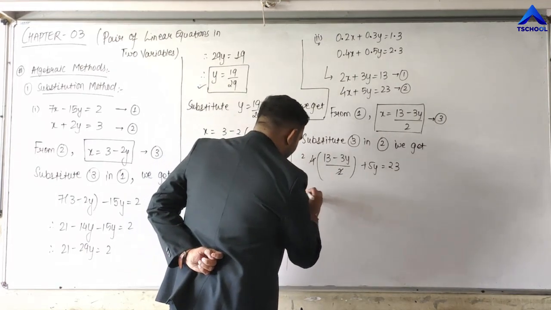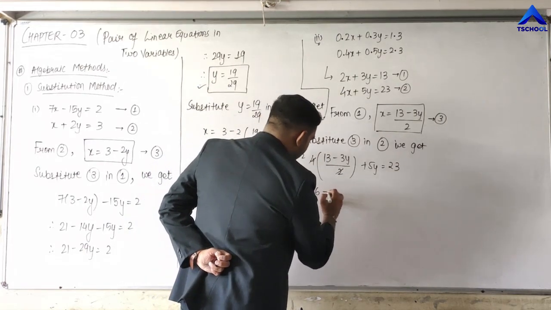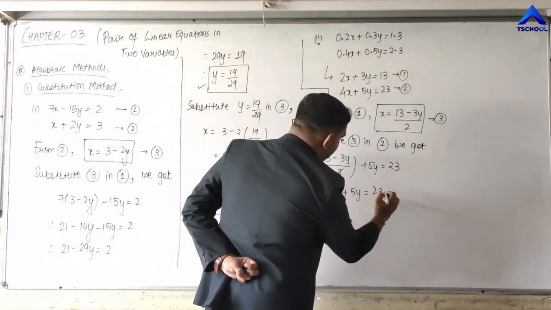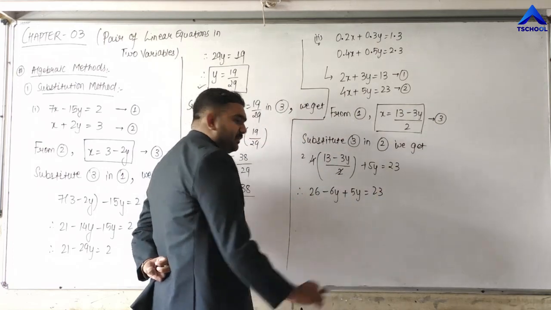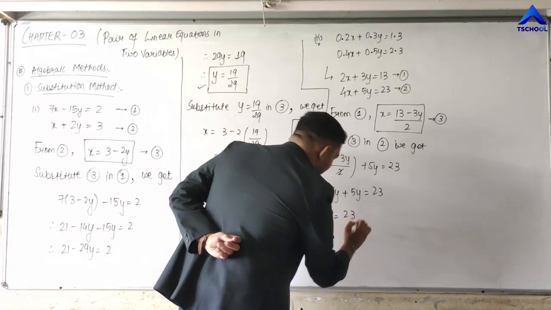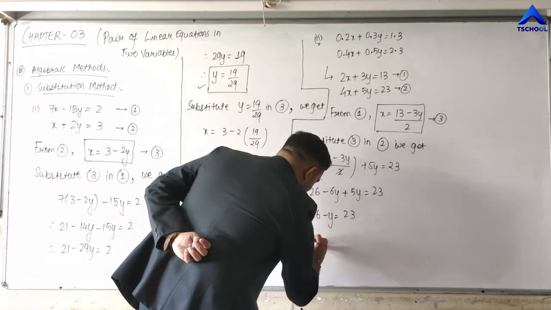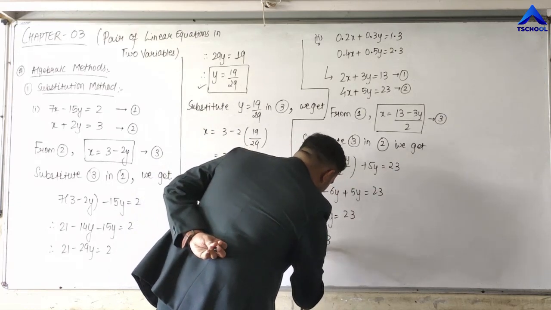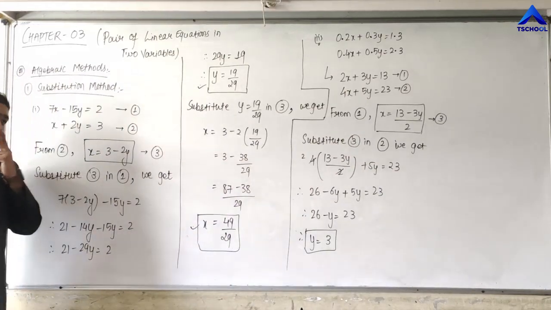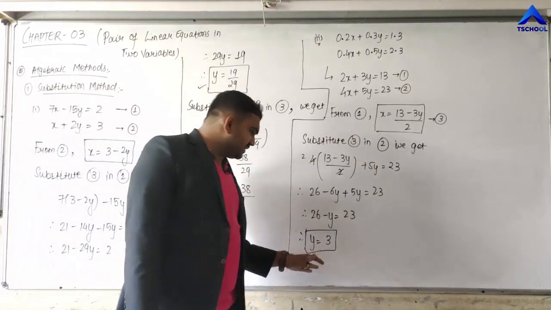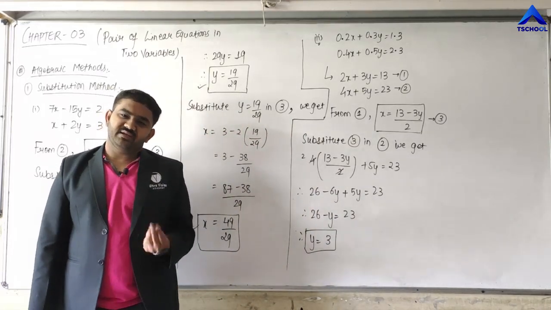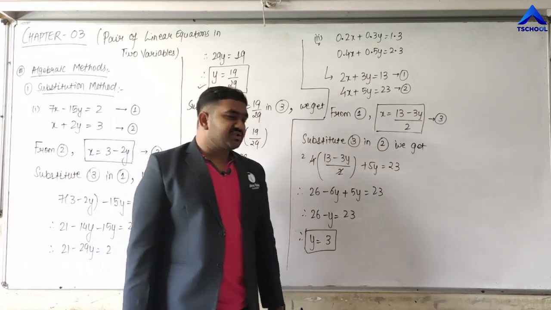So this 2 will be multiplied, that is 13 into 2, 26 minus 6y plus 5y is equals to 23. Minus 6y plus 5y, that is minus y. Therefore 26 minus y is equals to 23, and hence I shall get y is equals to 3. If you take y on the other side and 23 on this side, that will become minus y as plus y, and this 23 will become minus 23. Hence 26 minus 23 is 3. So we get y equals to 3.